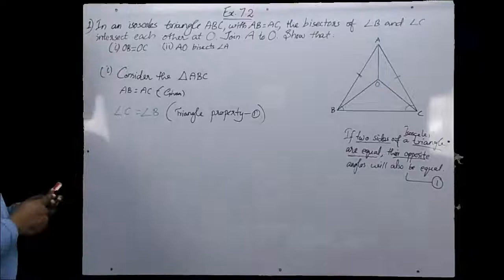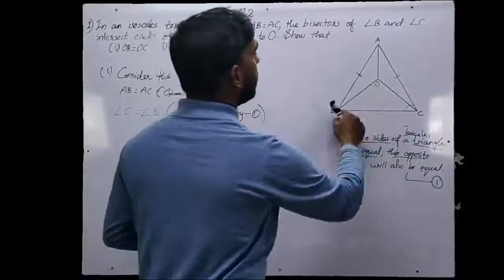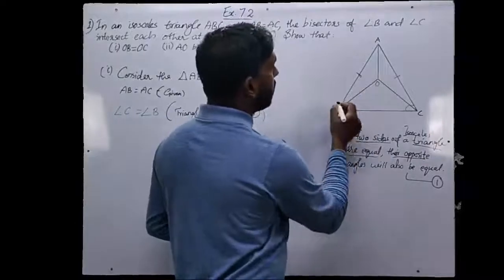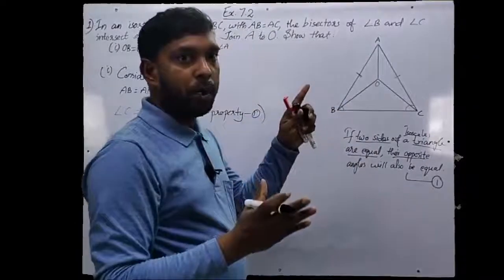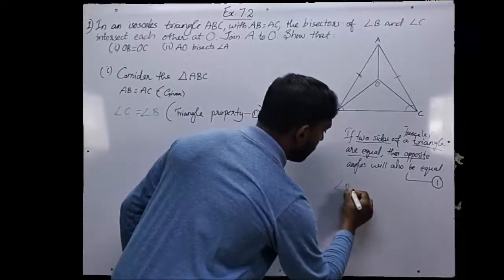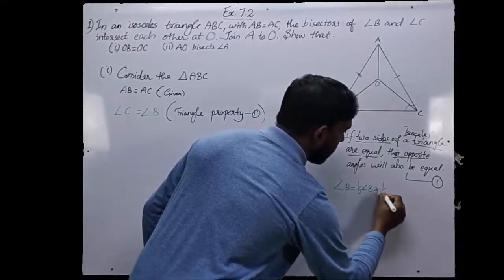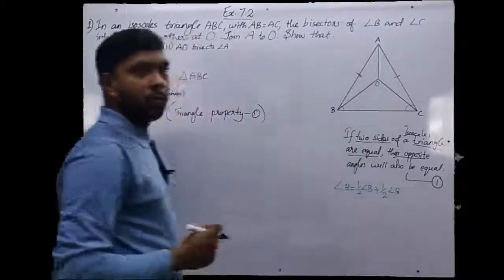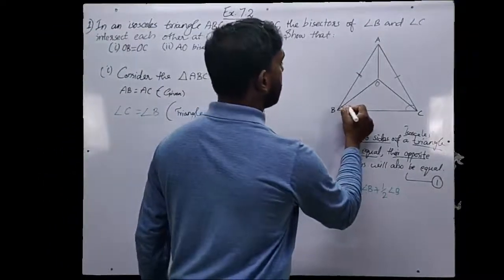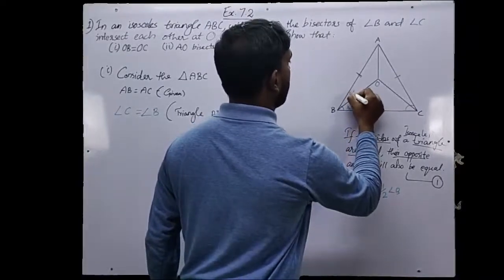Now we have seen in the question that OB is a bisector. Bisector means OB is dividing angle B into two equal parts. So I can write this way: angle B is equal to half angle B plus half angle B. There is no mistake in doing that because it's a bisector.